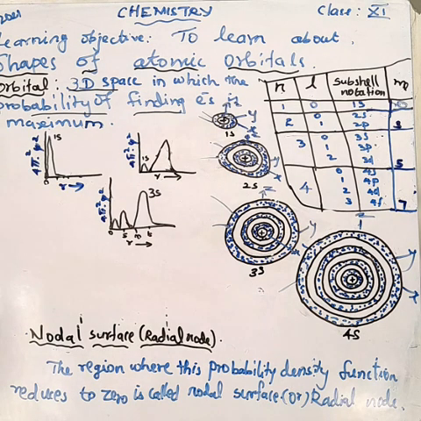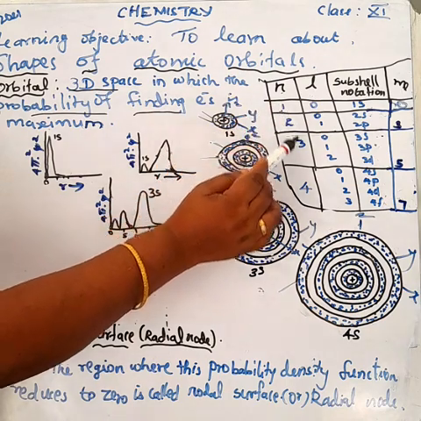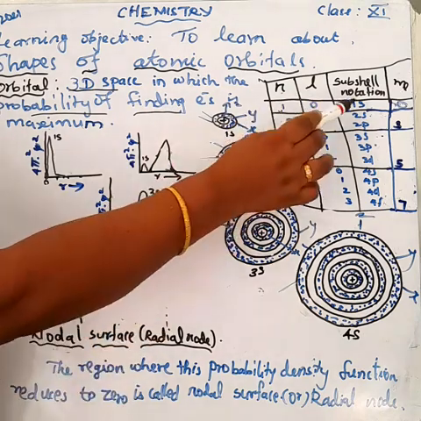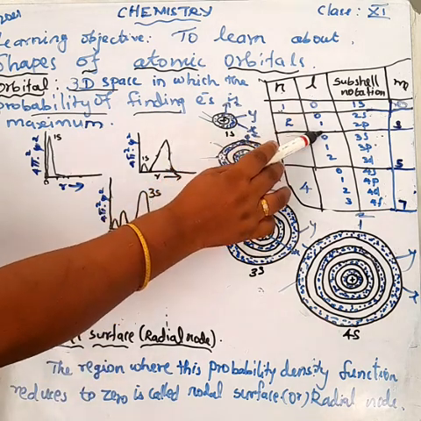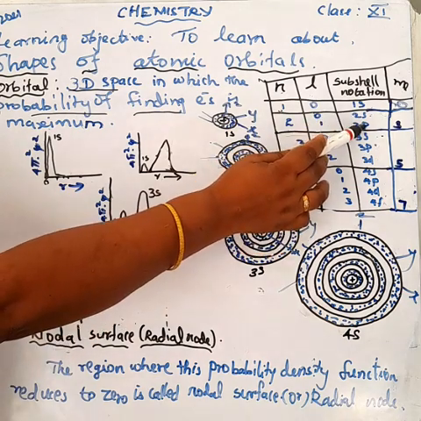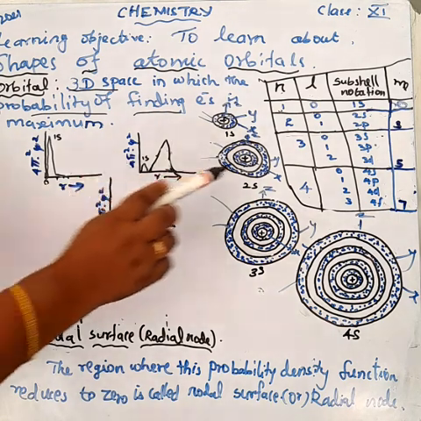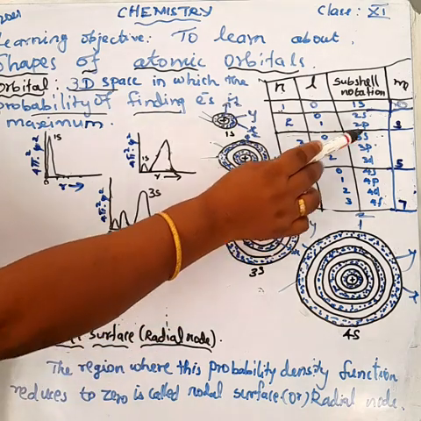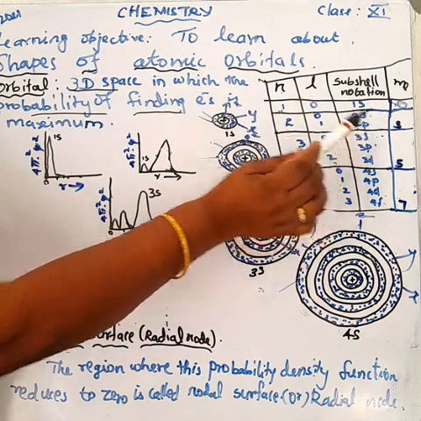Okay, whatever the principal quantum number value, 1, 2, 3, 4: when n is equal to 1, l is equal to 0, and it represents the s orbital. When n is equal to 2, l is equal to 0 and 1; 0 represents the s orbital and 1 represents the p orbital. When n is equal to 3, we have 3 shapes. What are they? 0, 1 and 2, which represent the s, p and d orbitals.